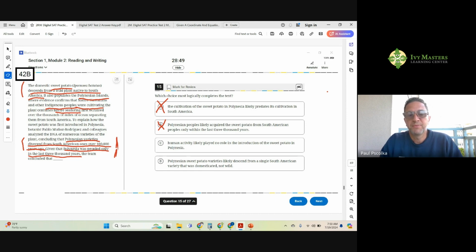Look at answer choice D. Polynesian sweet potato varieties likely descend from a single South American variety that was domesticated, not wild. So whether it's farmed, domesticated, or wild doesn't really have anything to do with it. I mean, it says cultivating. That is the domestication of it before seafaring, but it's not about whether the variety came from domesticated or wild. So D is gone as well. Answer choice C is your best answer.